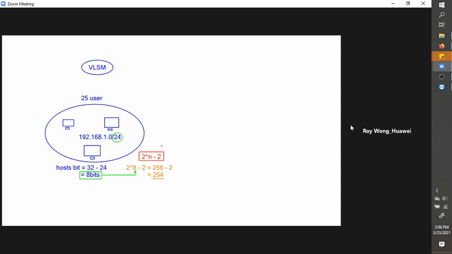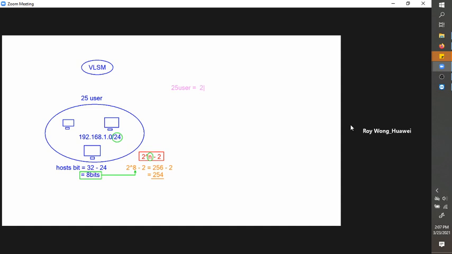So now, what is the best for the host? Other than using this, can I save IP addresses? The answer is yes, but you need to know how to do the calculations. For example, now you know that our users are actually 25, 25 users.